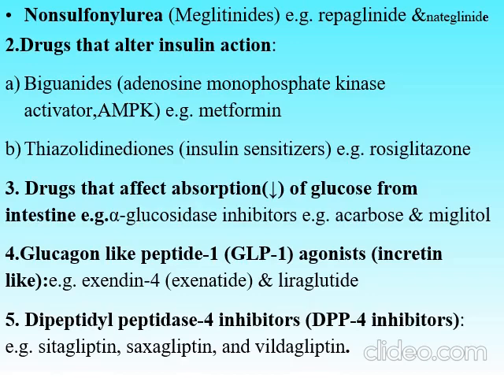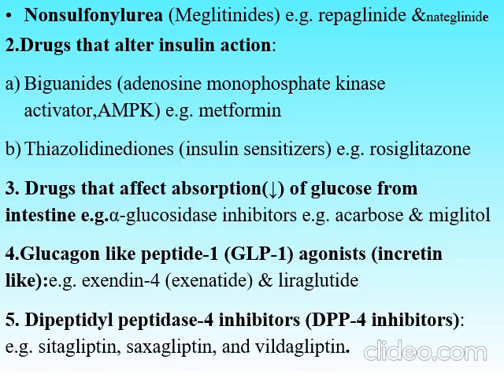The third group, which can decrease the absorption of glucose from the intestine, or alpha-glucosidase inhibitors like acarbose and meglitinide. These drugs just inhibit the absorption of carbohydrate from the GIT.